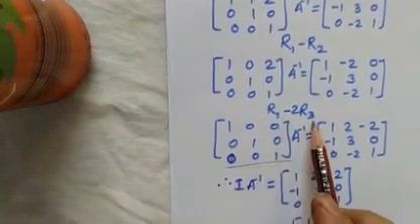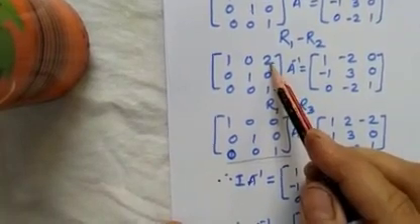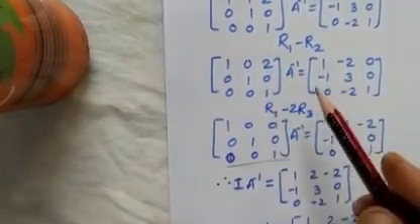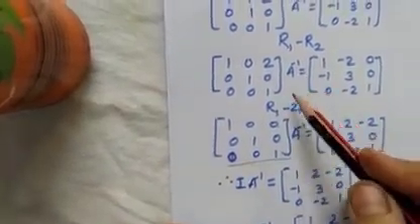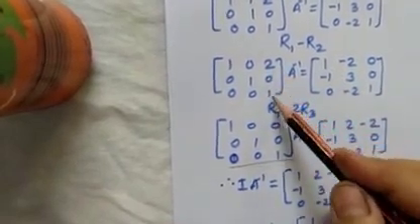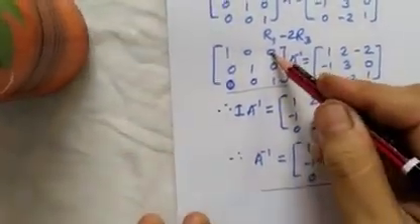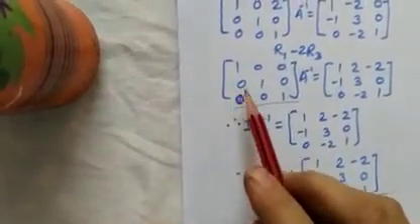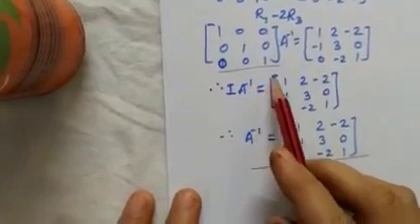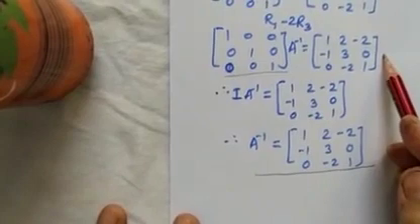So now R1 minus 2 R3. R1 minus 2 R3 means in this place we want 0. To get this place 0, we multiply R3 by 2 and subtract, so we get 0 here. The change should be in R1 only. Therefore this is 1 0 0, 0 1 0, 0 0 1, A inverse. The same operation is performed here also.